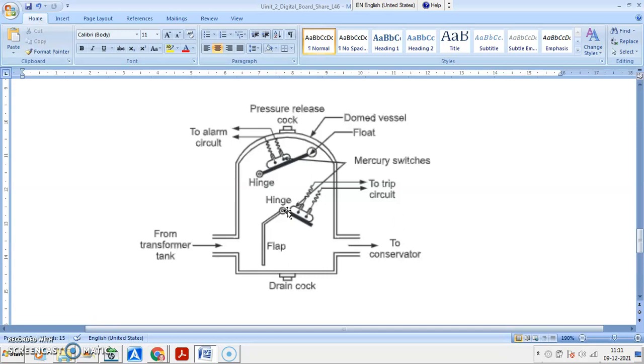Some disadvantages are also there. This is applicable only for oil filled transformers because of the conservator, and this type of construction is only in oil filled transformers. And the fault will be detected only if it is below the oil level in the tank. If the fault is in the upper part of the transformer where oil is not filled, it will not get detected by the Buchholz relay.